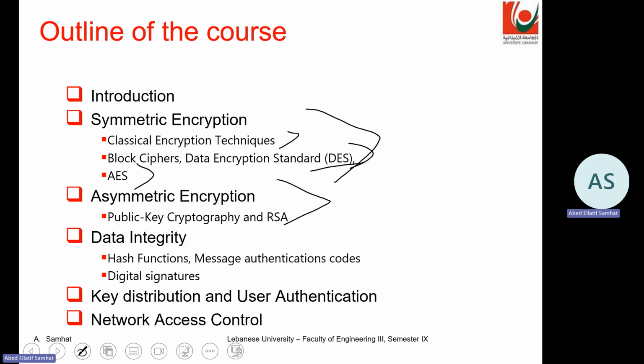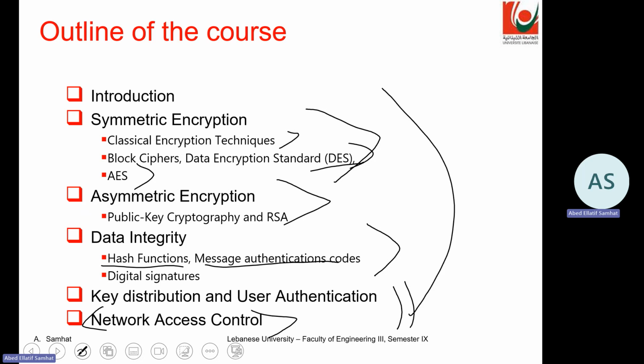After that, we will see together the asymmetric encryption, and here we will see the public key cryptography and the well-known RSA algorithm. Then we will check the data integrity. Here we investigate the different hash function, the message authentication code, and also how the digital signature is done. We will see the different way to do it. And then we will go into network security and we will see how to achieve key distribution and user authentication and how to have some network access control schemes.